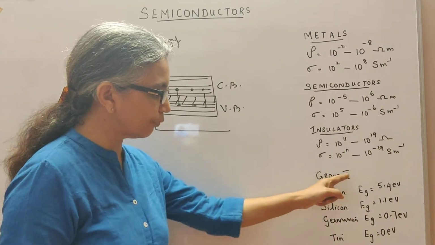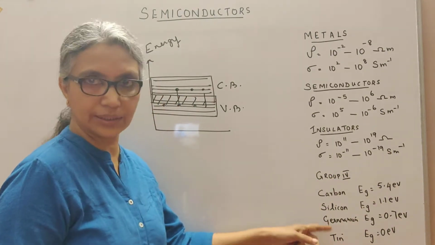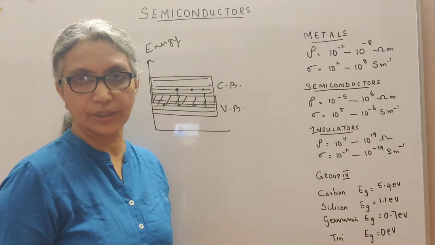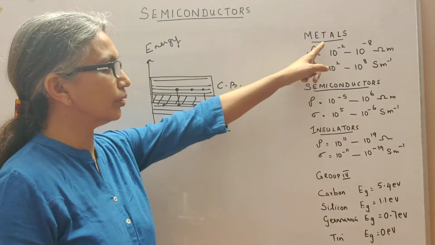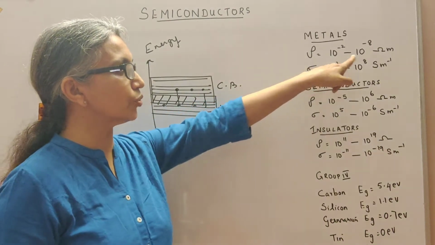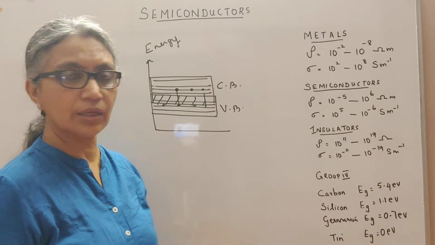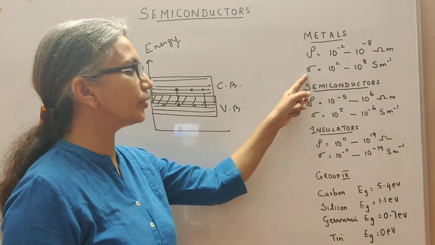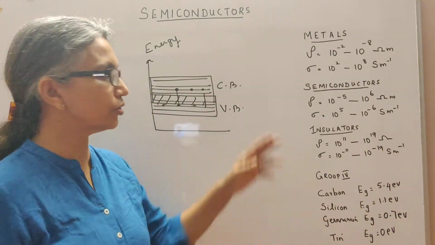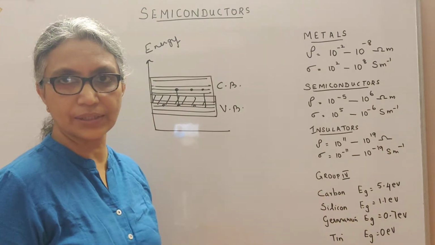You will see in the group 4 elements, I have jotted down tin. There are lots of other metals, but I've just taken one example which is given in the textbook. Tin has an energy gap of 0 electron volt. Therefore it is a metal and a good conductor, whose resistivity range is given as 10 raised to minus 2 to 10 raised to minus 8 ohm meter. Very low resistivity. The reciprocal of resistivity is conductivity, that's 10 raised to 2 to 10 raised to 8 Siemens per meter. So it is a good conductor with a high conductivity because its energy gap is 0.